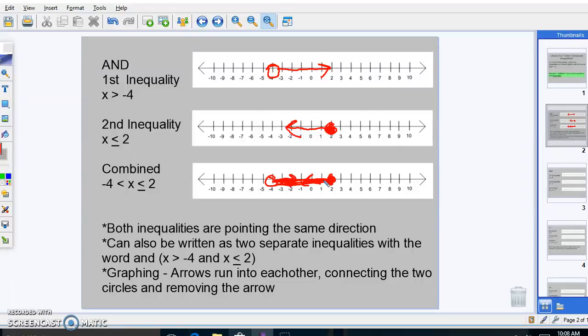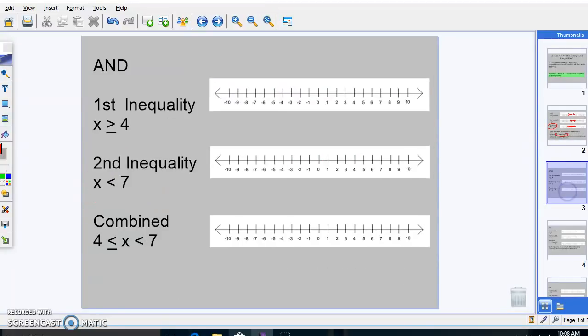We can also have these inequalities written as two separate inequalities, like we see in the example, first inequality, second inequality. However, we can combine them together to make this combined inequality. You could also write them as two separate inequalities and then just connect them by using the word "and." When you're graphing, because those two arrows would run into each other, you are connecting the two circles and then removing the arrows.